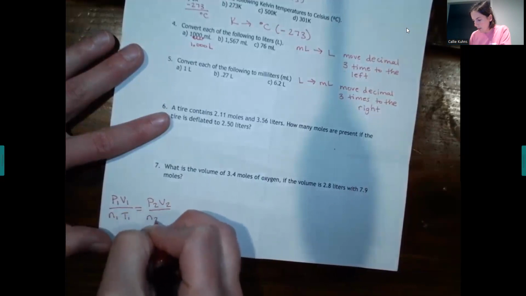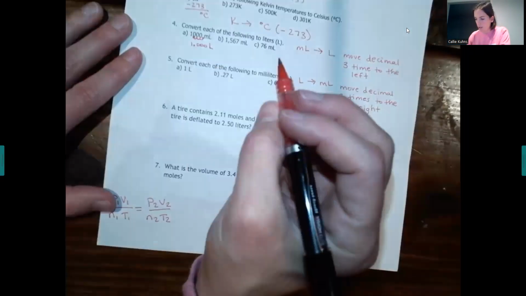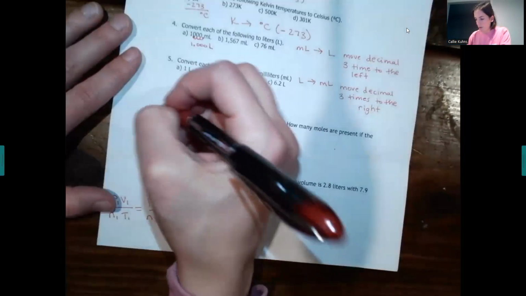All right. So with the rest of the worksheet, we're going to be using the combined gas law, which is P1 V1 over N1 T1 equals P2 V2 over N2 T2. All right. Number 6, I'm going to let you guys do this one on your own. Okay. But I will do number 7 with you.